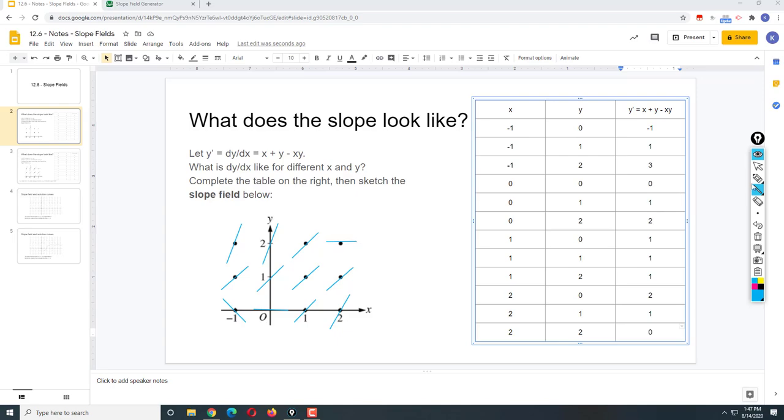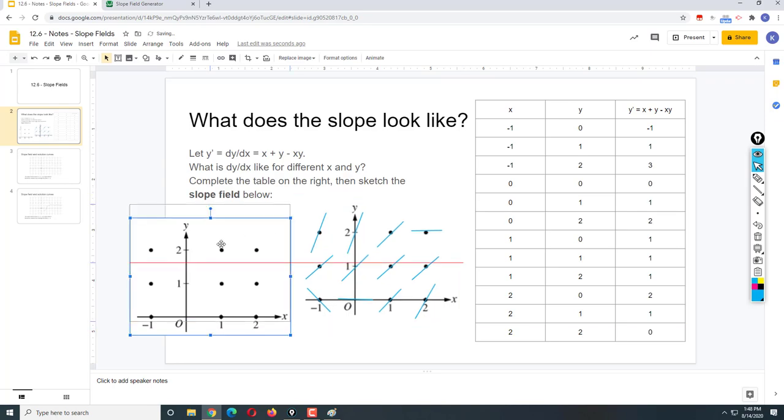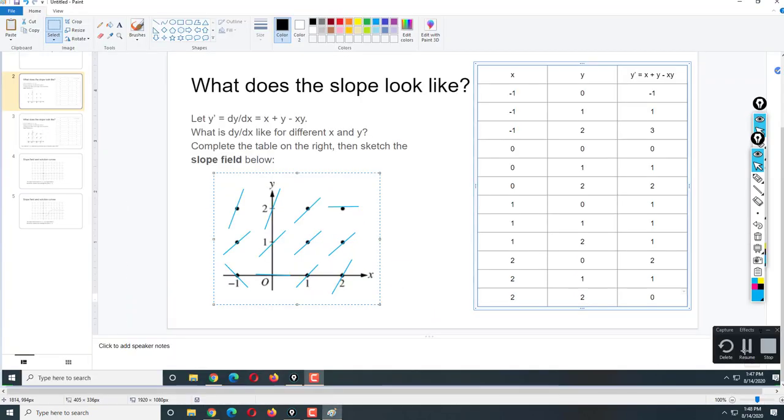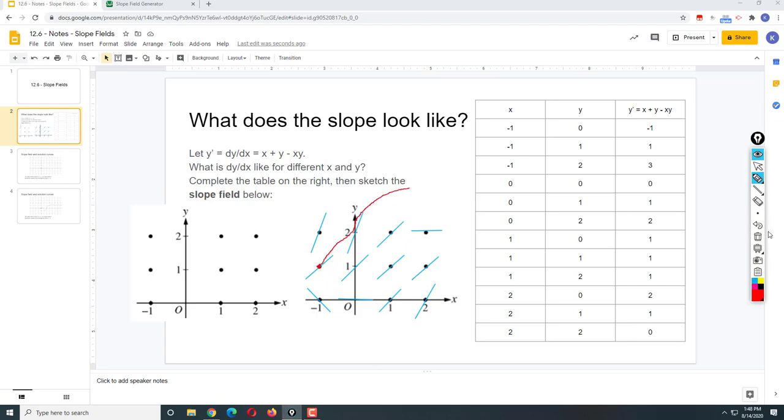This is going to give us a slope field. So starting with these coordinates, we end up with a slope field like this. The slope field enables us to draw conclusions. For example, if we know that x is negative 1, y is 1, then we can start here, and we can follow our line. It goes up even faster, like that.